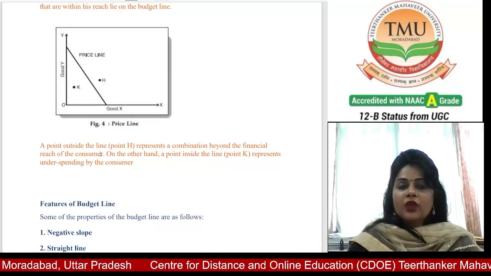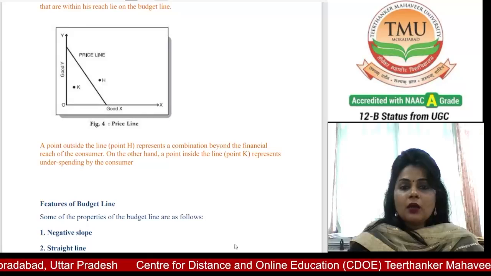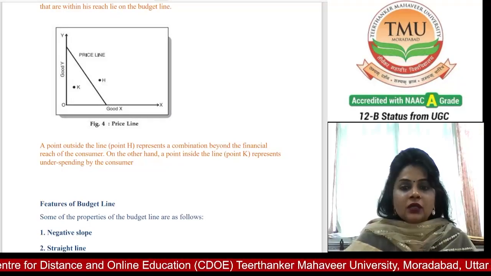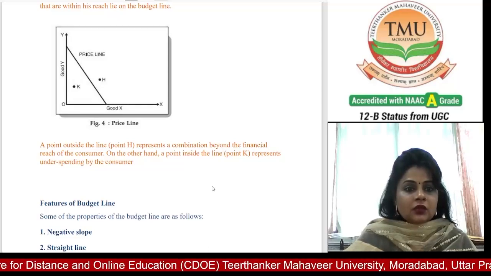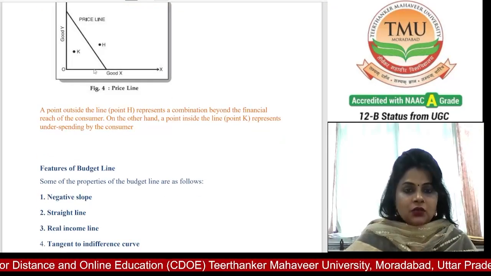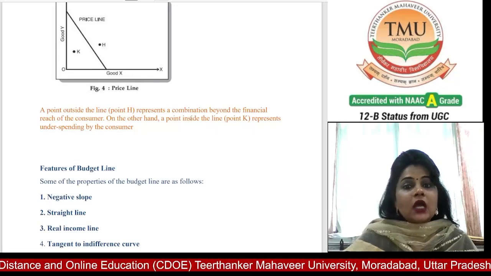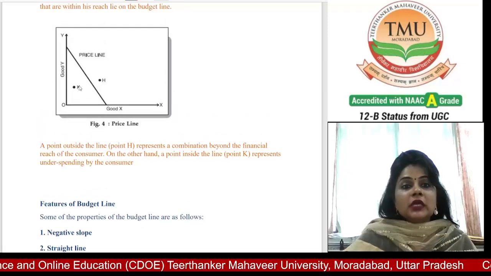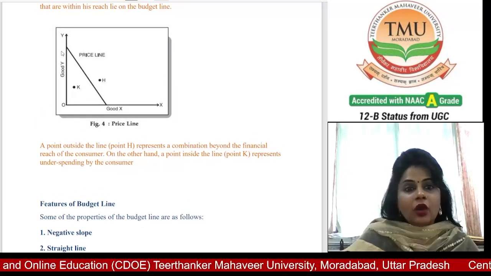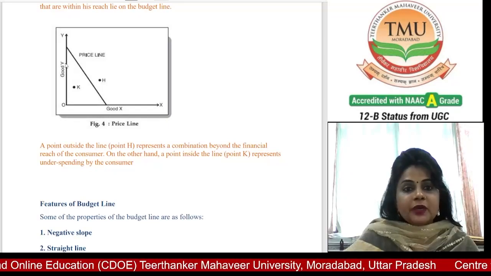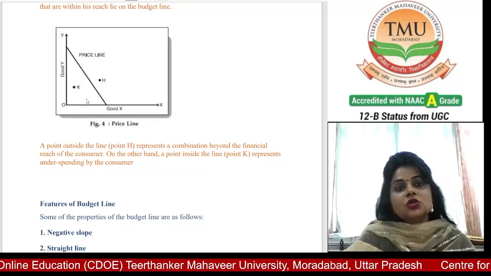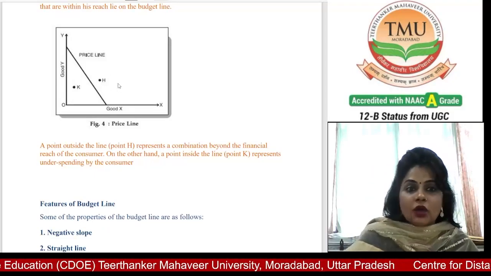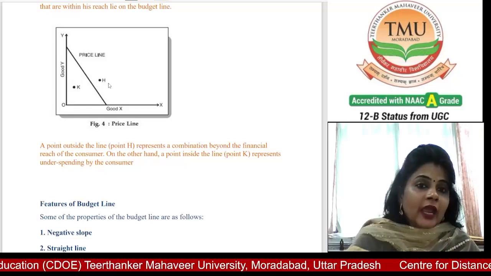A point outside, the point H in the figure. The point H you are seeing here represents a combination beyond the financial reach of the consumer, because it is outside of the budget line. It is here, it is the budget line. This line shows the budget line of the consumer, and point H represents a combination beyond the financial reach of the consumer. So the consumer cannot get this point.